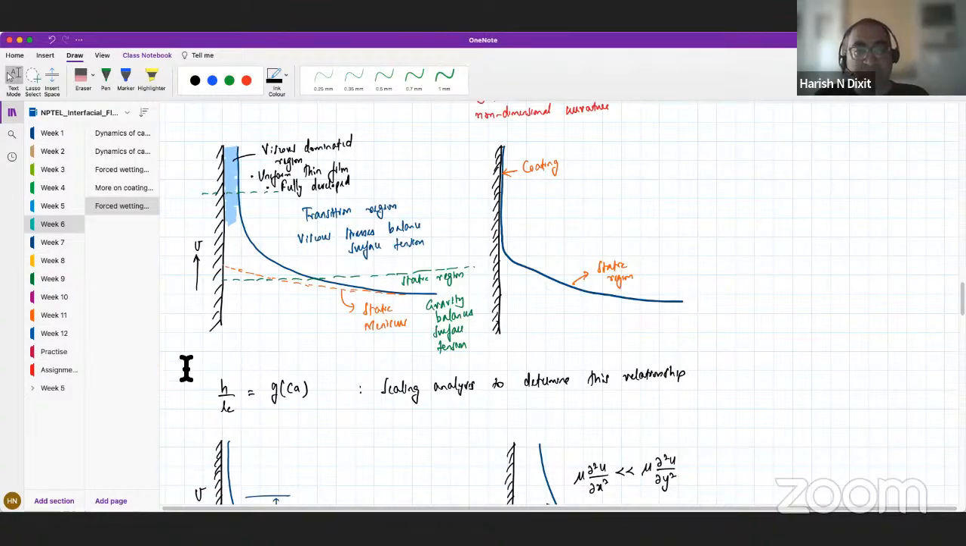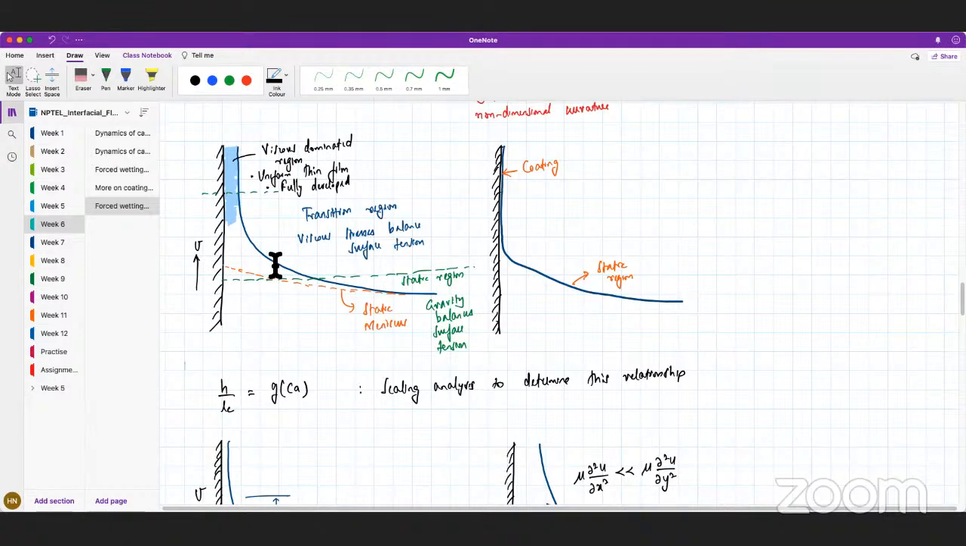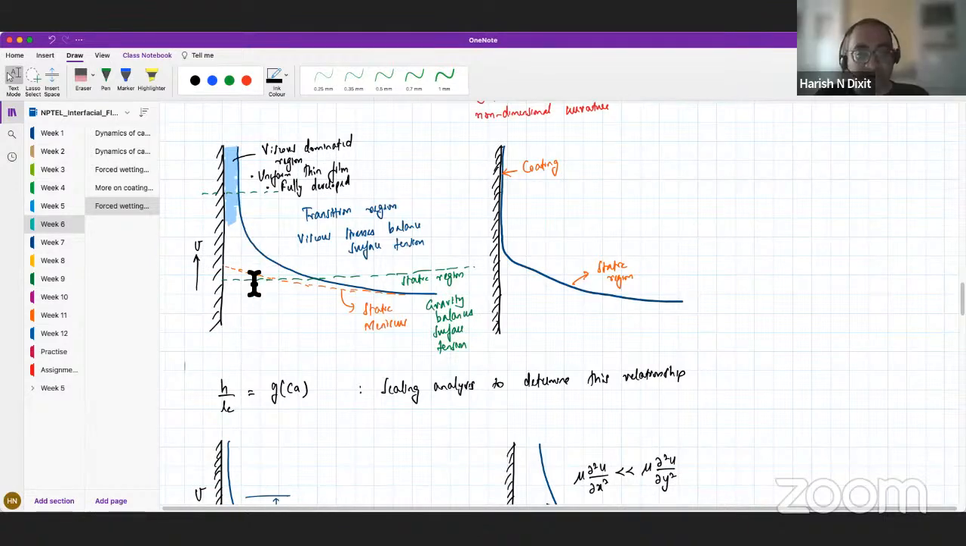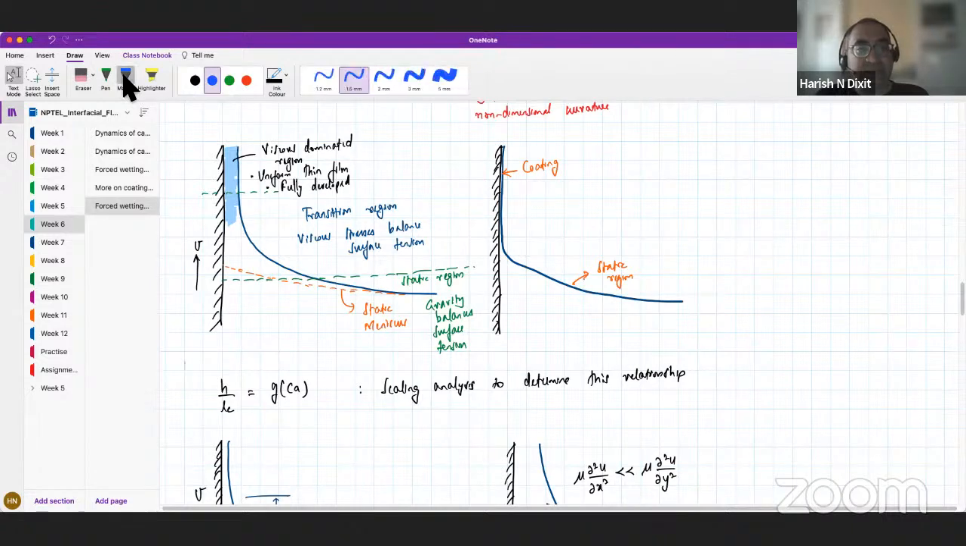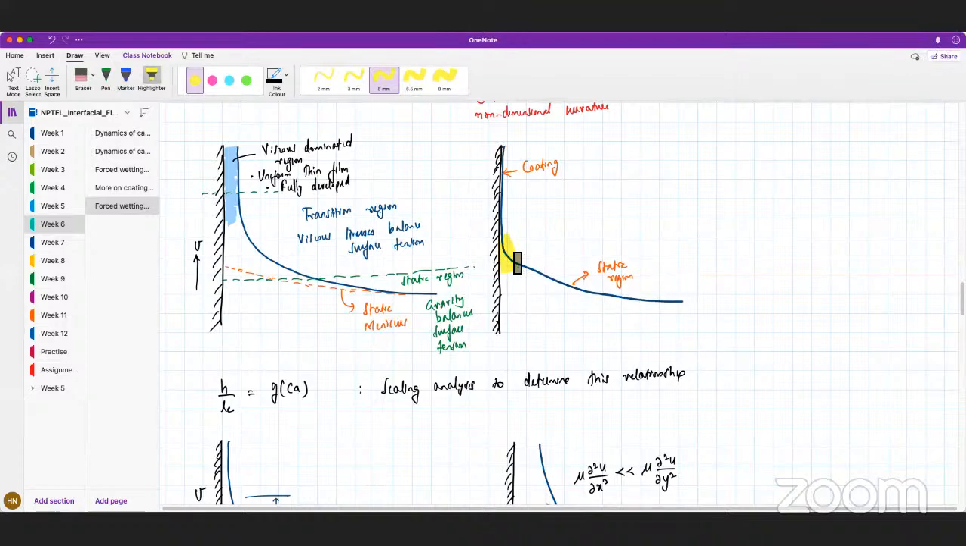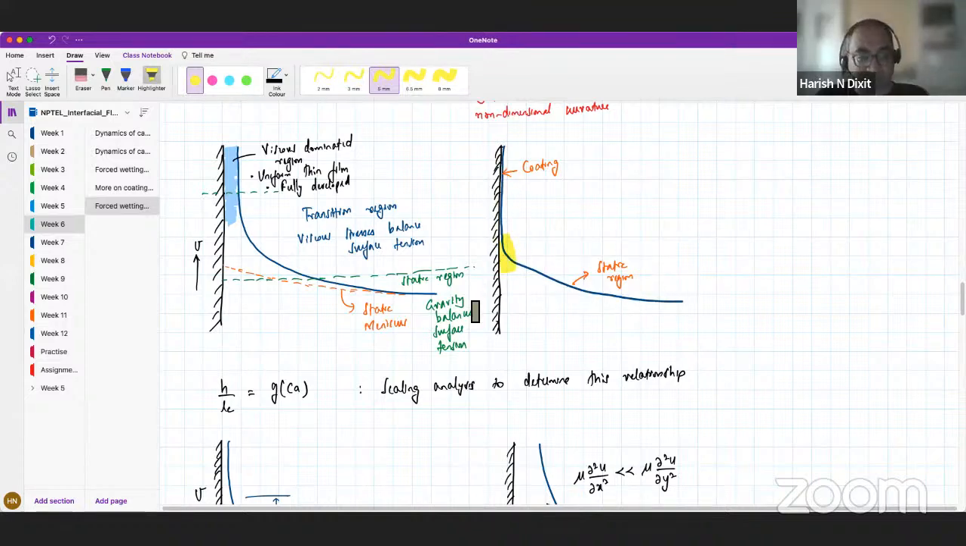So this figure is not to scale at all. You can imagine that there is a static region, and somewhere in this very small shaded region in yellow that I'm showing, you actually deviate from static to the coating thickness.